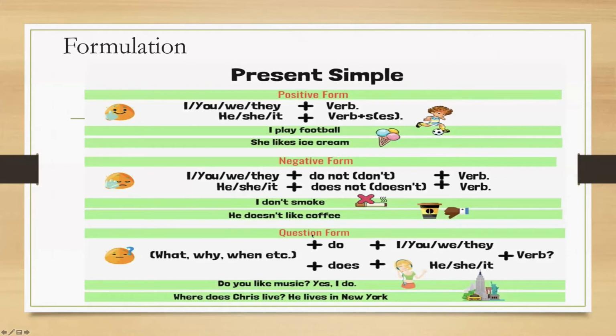Question form. When we put a question, the formulation should be like this. The what, why, when comes before the do or does, that's the auxiliary verb, plus I, you, we, they, or he, she, it, and plus verb. So here's an example. Do you like music? Yes, I do. Where does Chris live? He lives in New York.